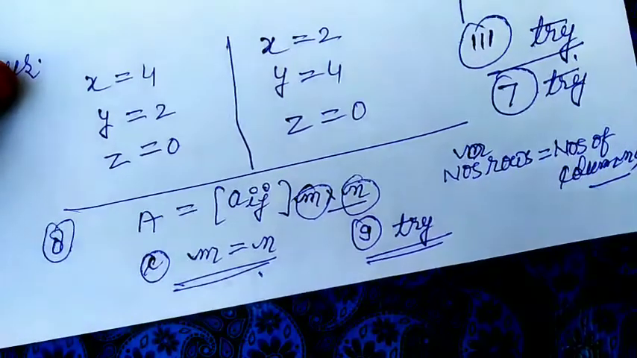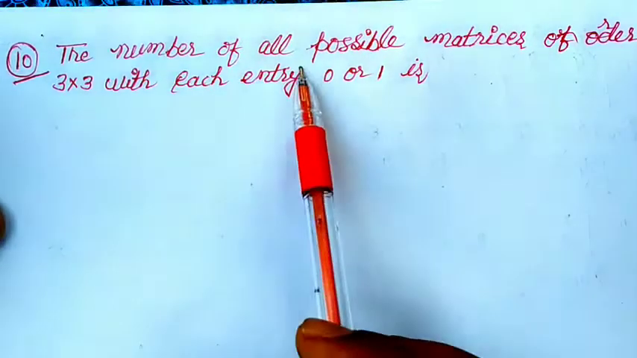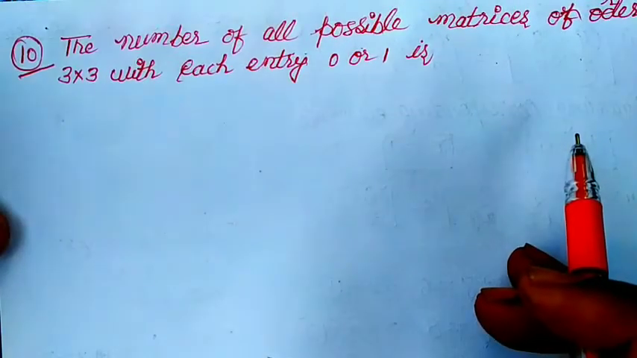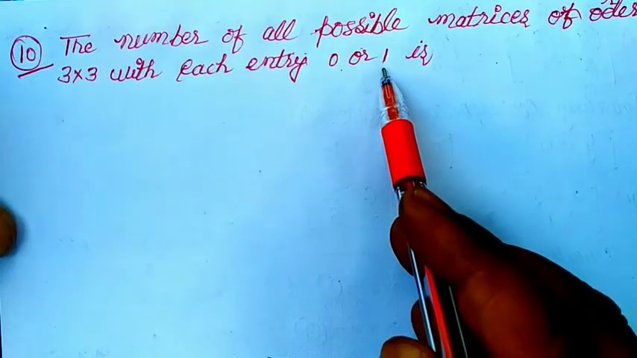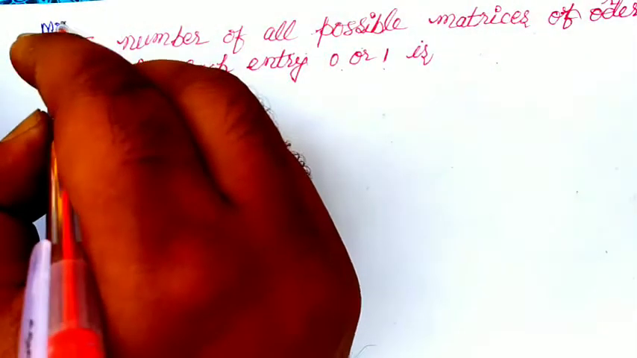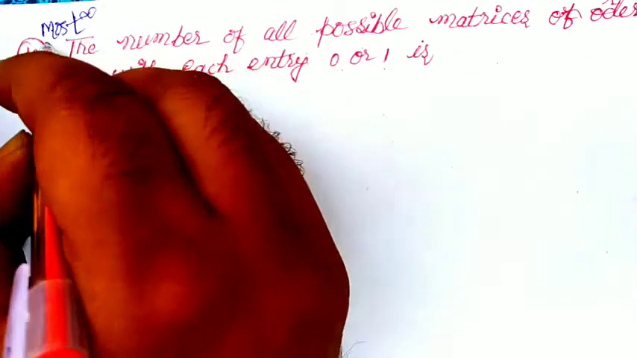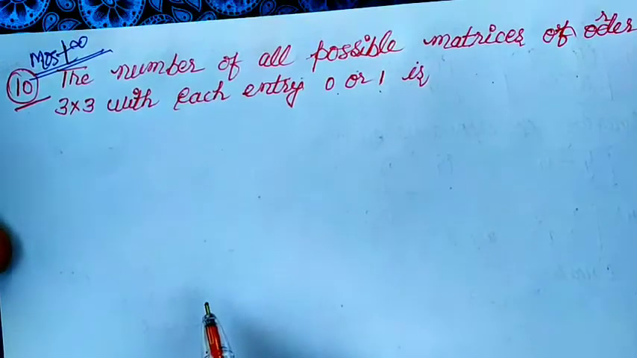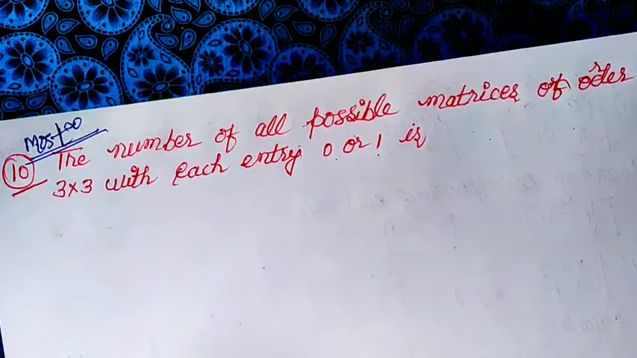Let's see. We have question number 10 here. The number of all possible matrices of order 3 by 3 with each entry 0 or 1 is. So we have 4 parts here. We need to tell which part is correct. It is an important question, most important question. So let's see how we can solve it.